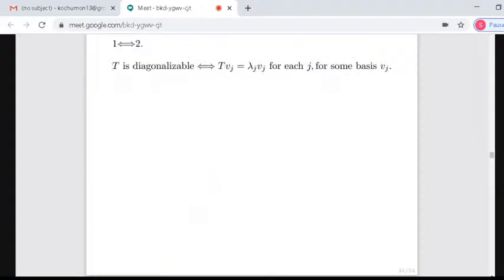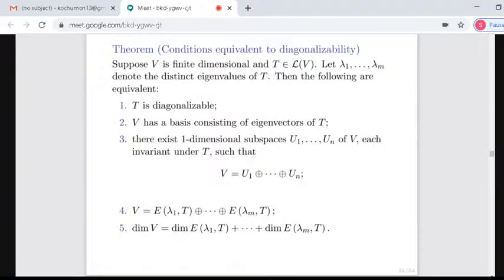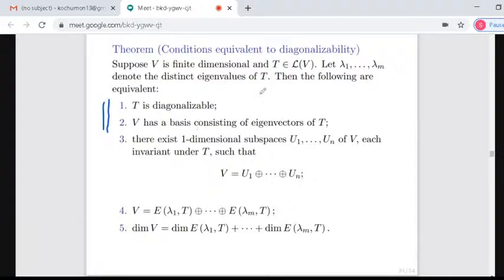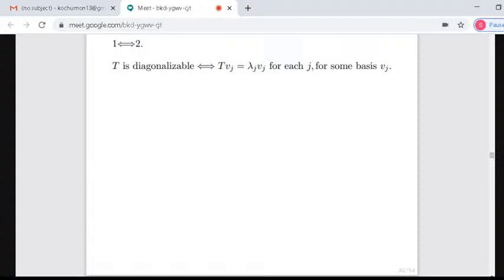So 1 if and only if 2 is what we are going to show initially. That is easy, you see. Assume that T has a diagonal matrix. Then you know that if v1, v2, ..., vn is the basis, T of vj is nothing but λj times vj only. Therefore, there is a basis consisting of eigenvectors. The same thing you can see the other way also. So 1 and 2 are equivalent.